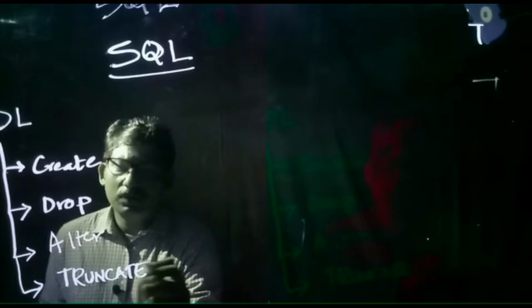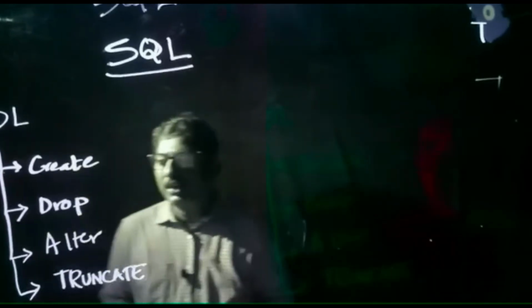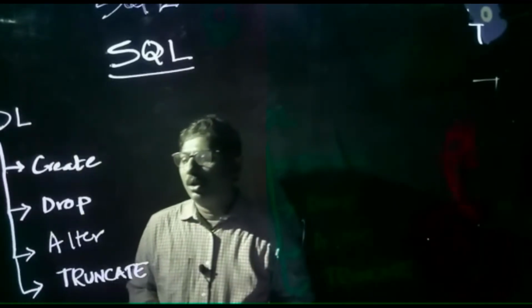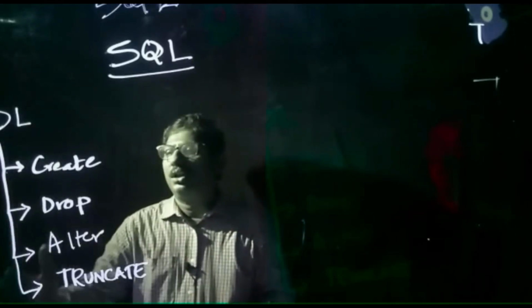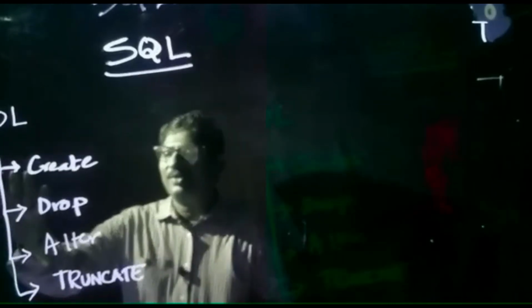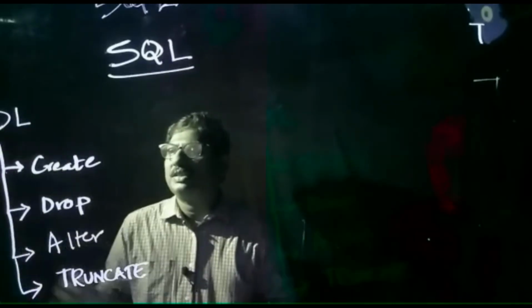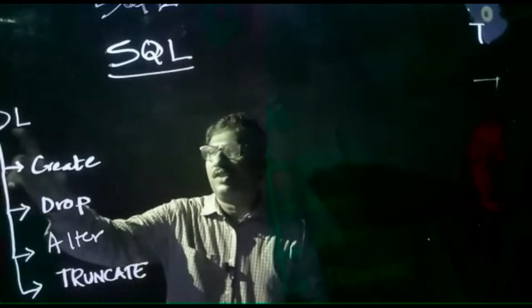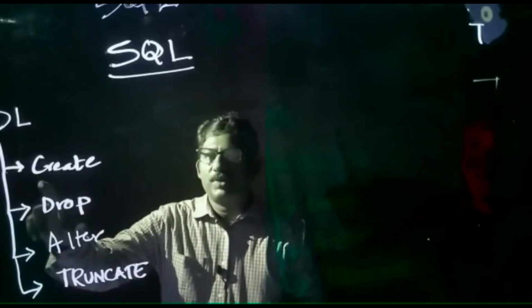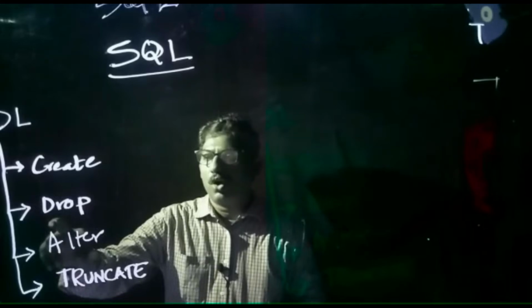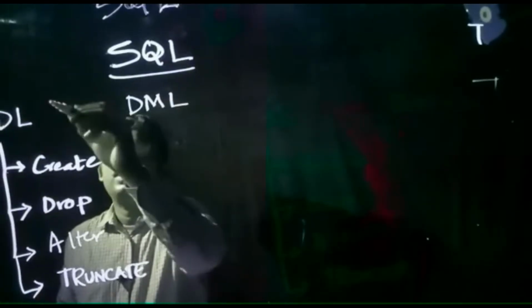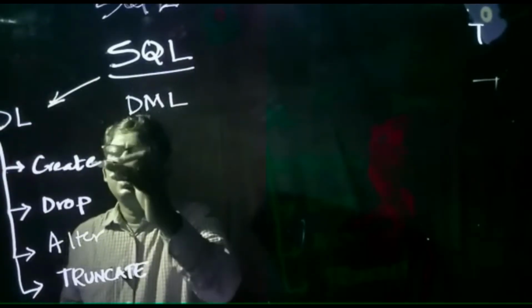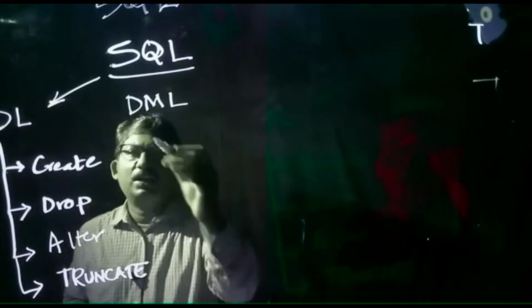Truncate is used to delete the contents without changing the structure of the table. So these are the commands used in the DDL set. In the DDL set, data definition language, we have four commands: create, drop, alter, truncate. Then comes DML, data manipulation language.